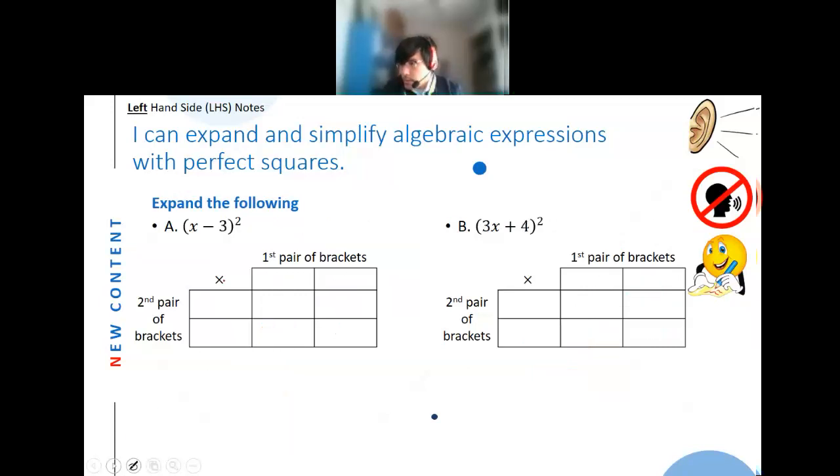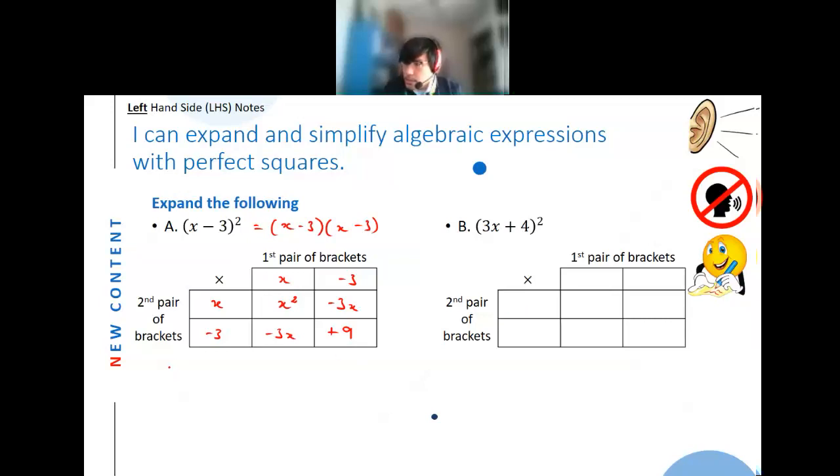Now moving on, let's try some of these ourselves. So x minus 3, if we just rewrite that as x minus 3 times another x minus 3, so x minus 3 at the top and x minus 3 down the side. So x times x is x squared, x times minus 3 is minus 3x. Same with this one, right? And then minus 3 times minus 3, a negative and a negative would make a positive. And then 3 times 3 is 9.